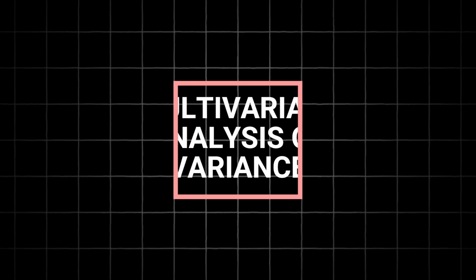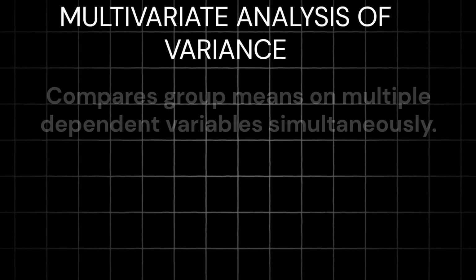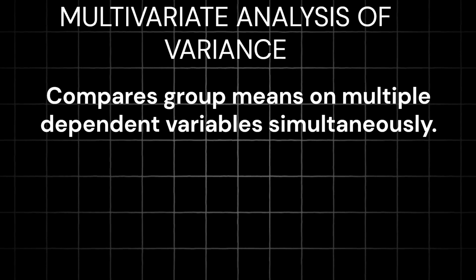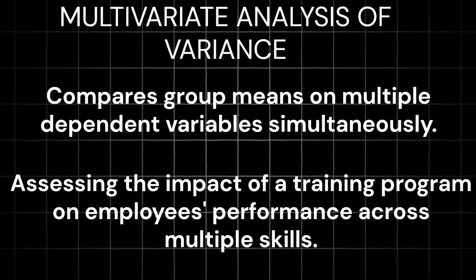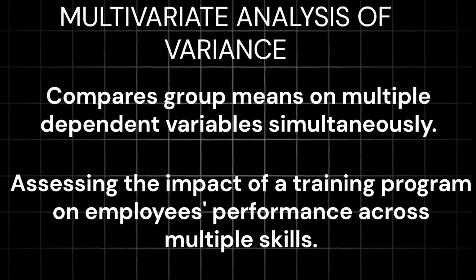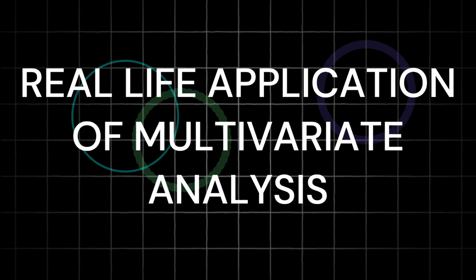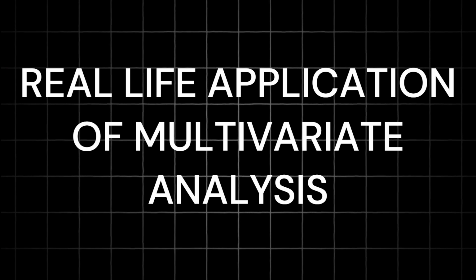Fifth is multivariate analysis of variance, similar to ANOVA but used when there are multiple dependent variables. For instance, studying the impact of different teaching methods on student performance across multiple subjects. Multivariate analysis is widely used across various fields. Let us look at some real world examples. First is marketing, second is healthcare, third is finance.